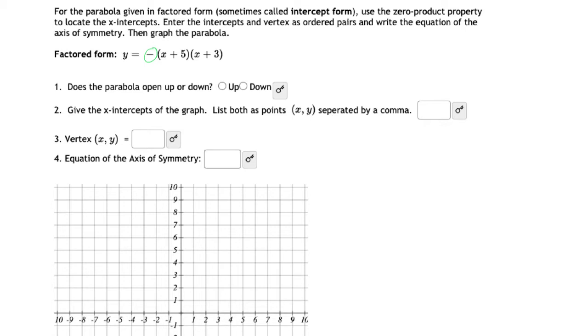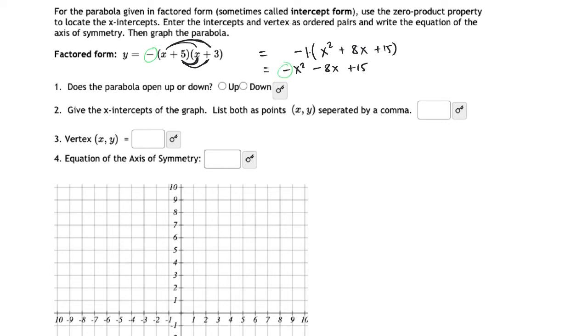Well, it's all factored, so if we were just going to multiply this out, we would get negative, I'm just going to do that negative in a second. So x times x would be x squared. x plus 3 is plus 3x, and then plus another 5x, so we'd have plus 8x. And then 5 times 3 is 15. And then we could distribute that negative into everything. That's like having a negative 1. So it'd be negative x squared minus 8x minus 15.